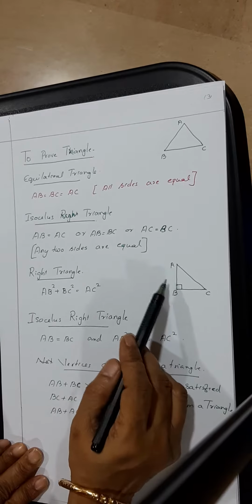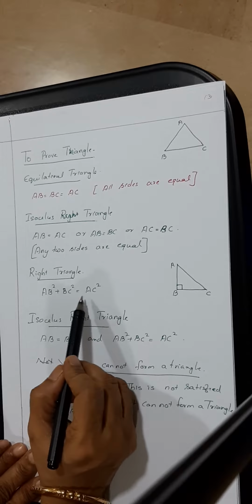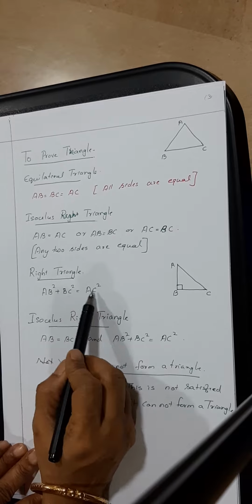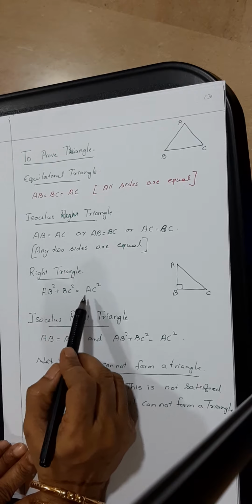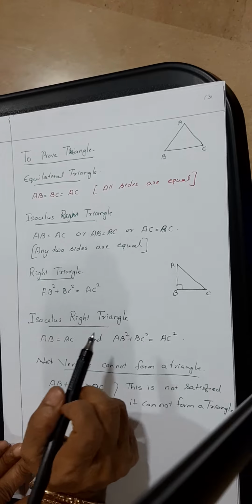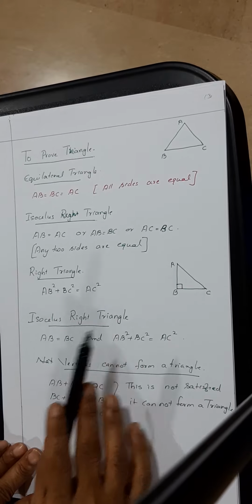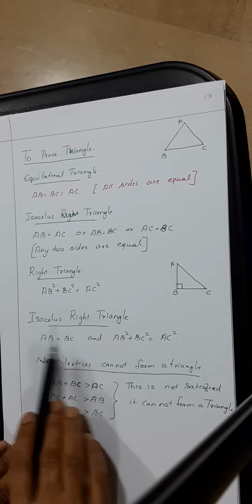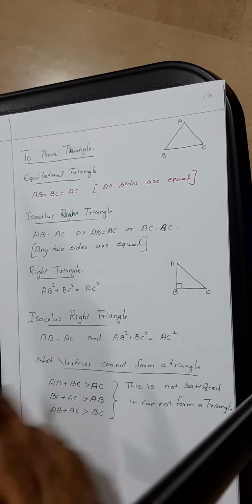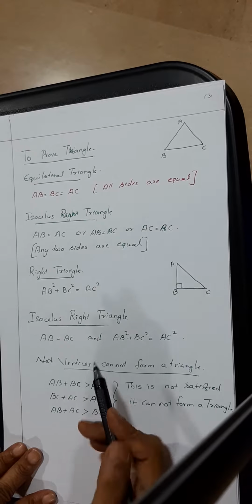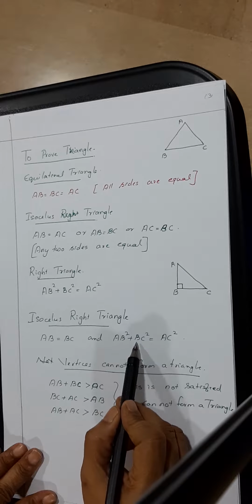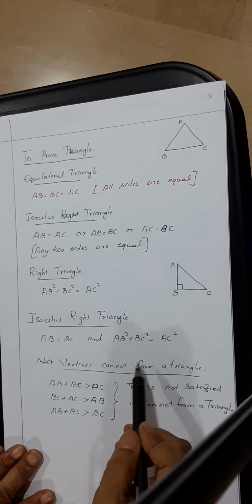For a right triangle, you have to find all the 3 sides and then use the Pythagoras theorem and prove AB squared plus BC squared is equal to AC squared, then it becomes a right triangle. To prove it is an isosceles right triangle, you have to prove the 2 sides are equal and the third side will be the hypotenuse then, and you will have AB squared plus BC squared equal to AC squared.